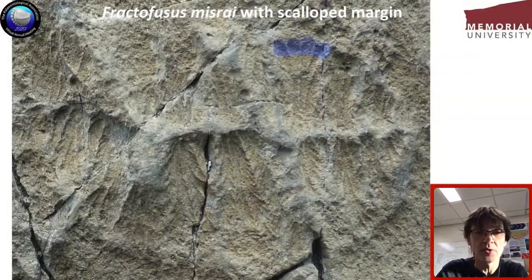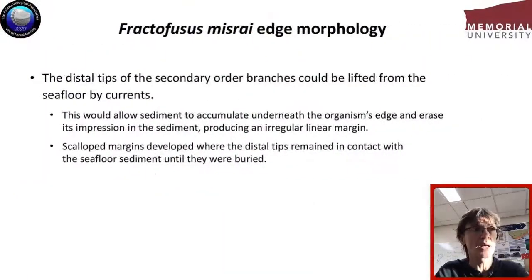If we compare that to other specimens, such as this one here, I've colored in the distal tips of one single primary branch, and I hope you can see what we refer to here as a scalloped margin, where you've got a very clear curved margin for each of the secondary branches in that primary branch. So there's considerable change between different specimens that we can see with the actual lateral margins.